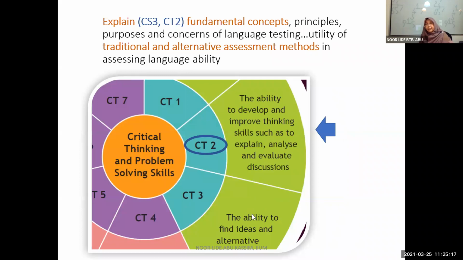When I developed the learning outcome, I really thought about how I am going to assess it. This is why I also selected the communication skill. The next soft skill is critical thinking, the ability to develop and improve thinking skills such as to explain and analyze. When you want to compare different types of assessment methods, you have to do some analysis, and you also have to do some evaluation to say why one particular method is better than the other. This is why I selected critical thinking level 2.